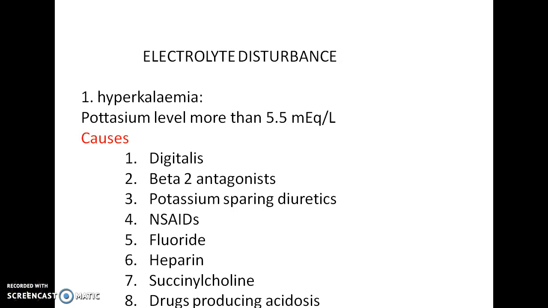In this video, let us see about electrolyte disturbances. This may happen because of overconsumption of the drug or toxicity. These electrolytes are elements and compounds that occur naturally in the body. They control important physiological functions. Some examples of various electrolytes include calcium, chloride, magnesium, phosphate.